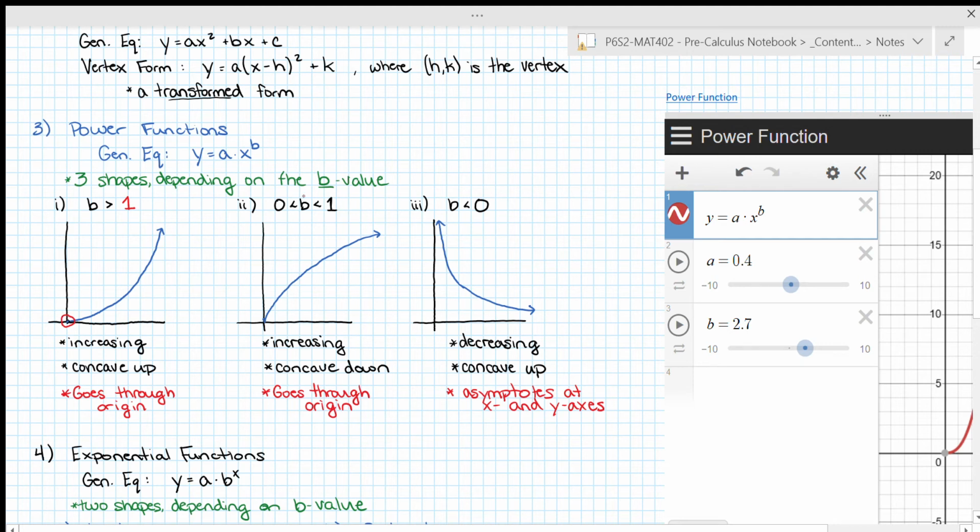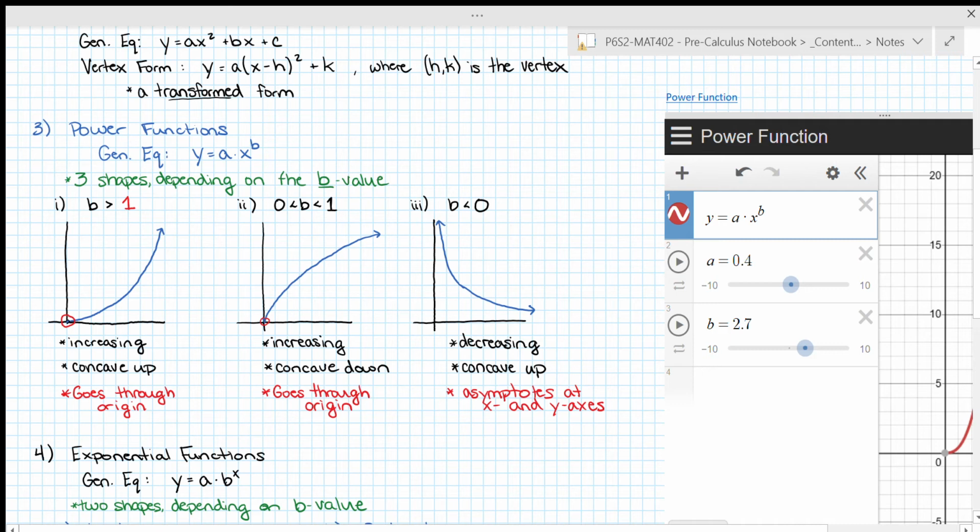If the b value is less than 1, but still positive, that's what greater than 0 means. Less than 1 here, it's still an increasing power function, still goes through the origin. But now instead of being curved upwards, it's curved downwards. It's increasing at a decreasing rate. Every time I move further to the right, it increases by a little bit less than it did before.